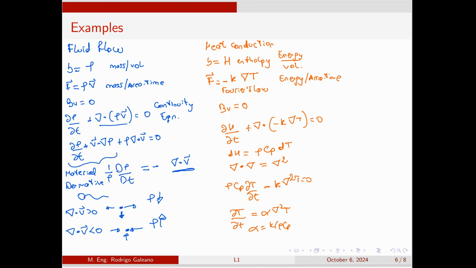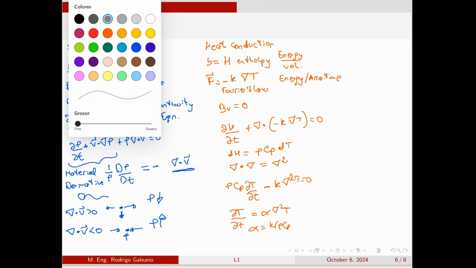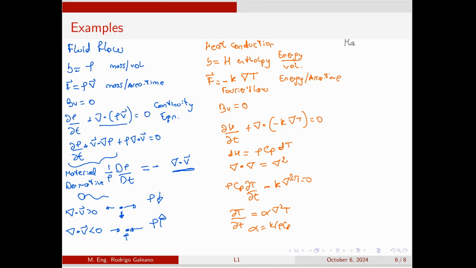Okay, I'm not going to go into the details of this diffusion equation because I'm going to do that in the next lecture, lecture number 2. Now, the final example that we can see here is mass diffusion. When we have mass transport, B equals the concentration, which has units of moles per unit volume. F, the vector field, is really similar to Fourier's law. It is minus D, which is the diffusivity coefficient, times the gradient of concentration. And this has units of mole per unit area time. And this is known as Fick's law.